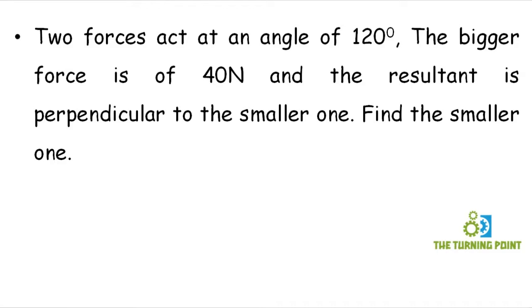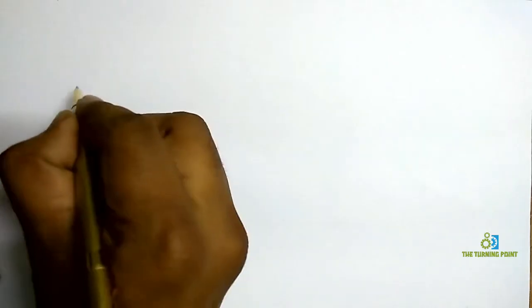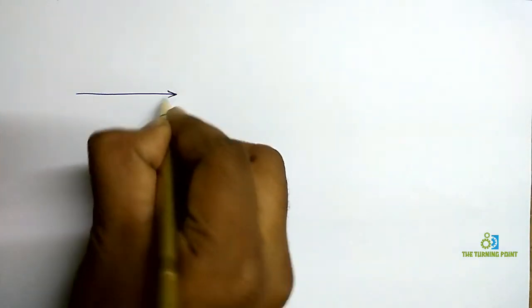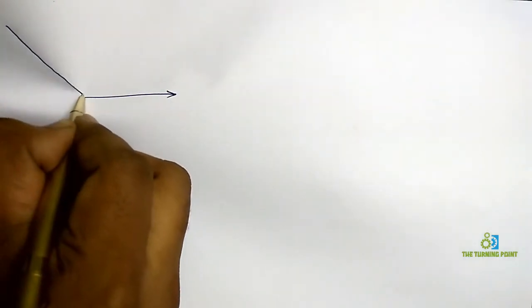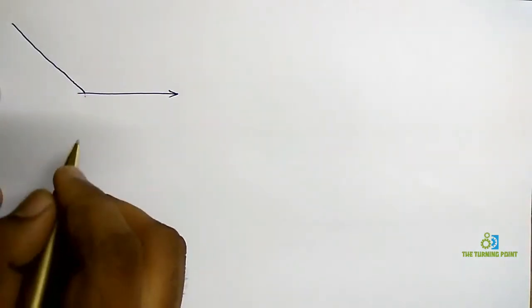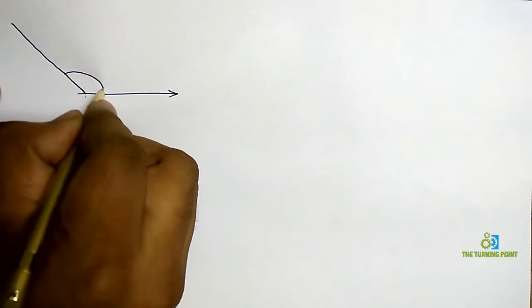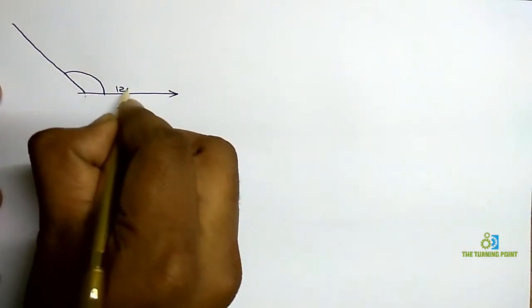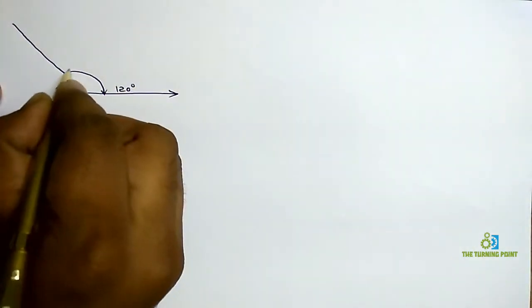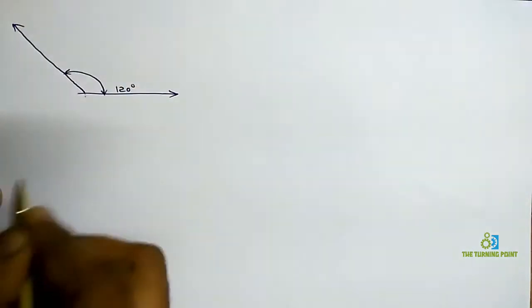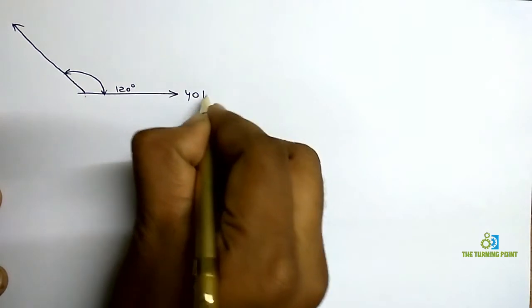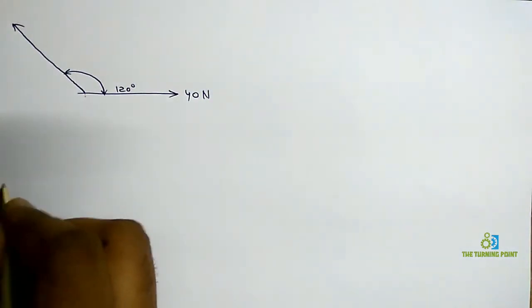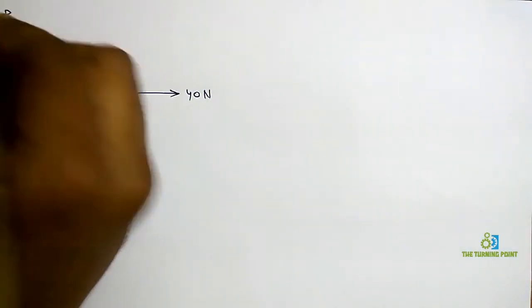Let us consider that force as P. So I am considering two forces here. This is one force. Let this one be the other force. Given that the angle between these two is 120 degrees. This is given as 120 degrees. So I am considering these two forces are like this. One of the forces is given as 40 newtons. The other force is not given. Consider that one as P.